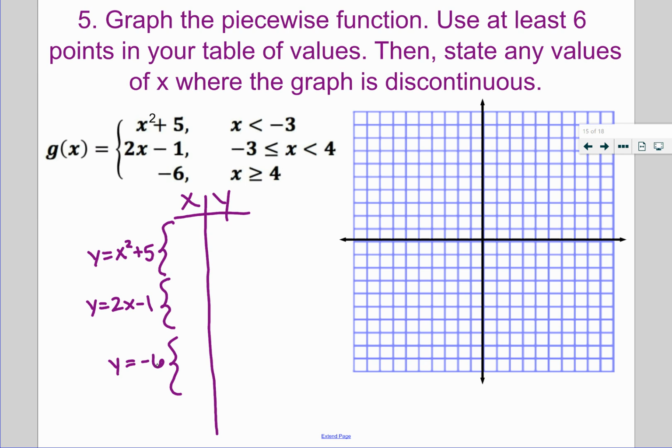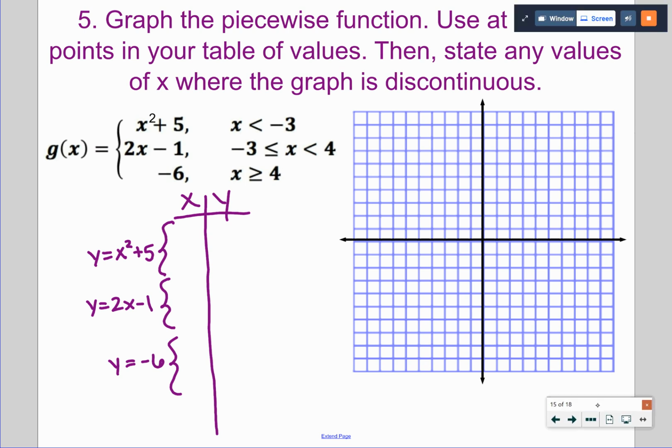For x squared plus 5, what numbers am I allowed to plug in for x? Negative 3, everything less than negative 3. We also want to include negative 3. So I'm going to use negative 3, negative 4, negative 5, because my values get really close to negative 3 but don't touch it. I don't want to stop at negative 4 because then we miss a whole unit on our graph. I'm going to put negative 3 there, with a mental note to myself that it's going to be an open circle when I graph it. So that'll be the end point of that piecewise function.